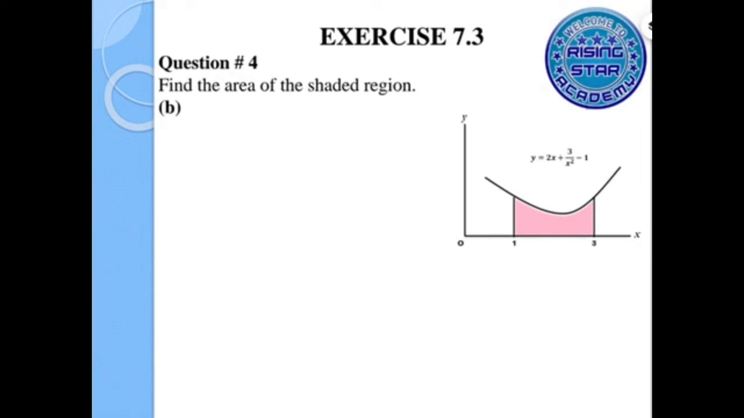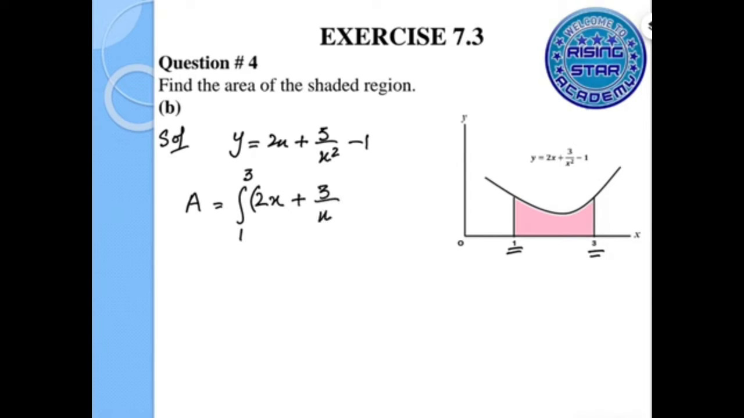In this part, the curve is given to us, that is 2x plus 3 over x squared minus 1, and the limits are 1 and 3. So we will put the formula of area. The limits are 1 to 3 and the curve is 2x plus 3 over x squared minus 1 dx.